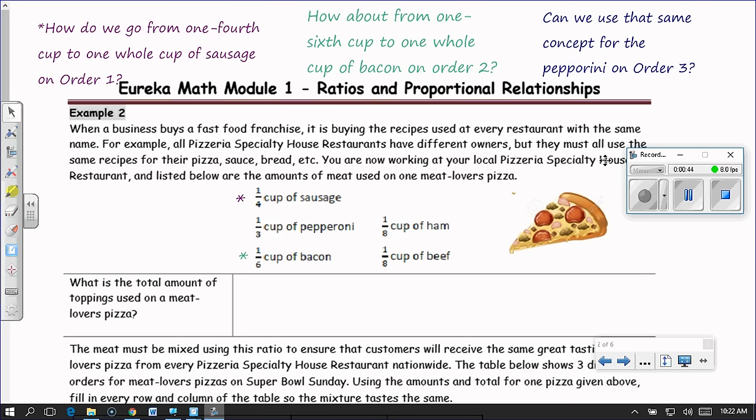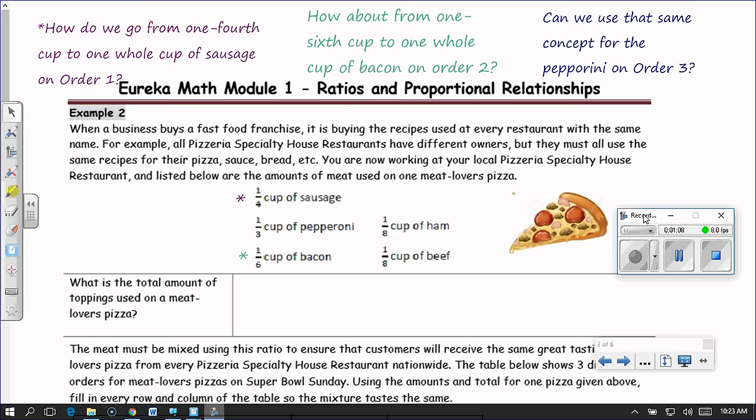So if you're looking at example 2, we see that there's a business who buys a fast food franchise, and it's also buying the recipes used at every restaurant. Okay, so if you've ever ordered from a chain like Papa John's or Pizza Hut, they have recipes that they use to be consistent across different locations. So, for example, this place, Pizzeria Specialty House Restaurants, has different owners, but they all use the same recipes.